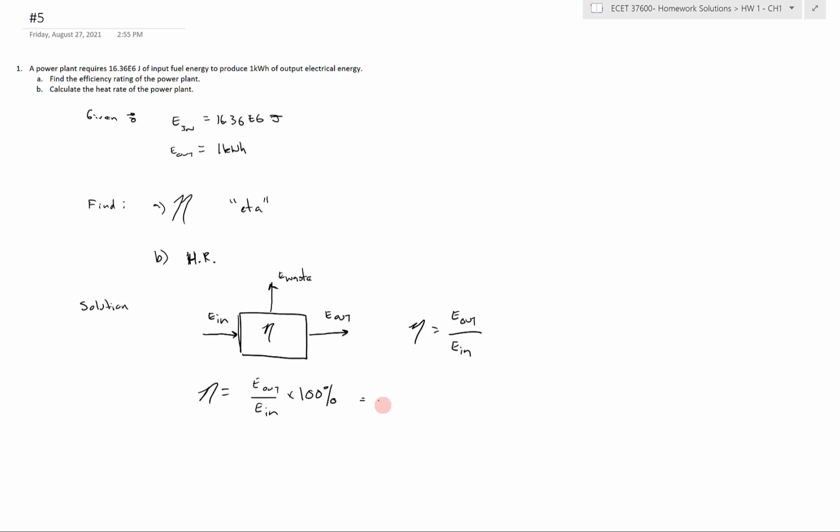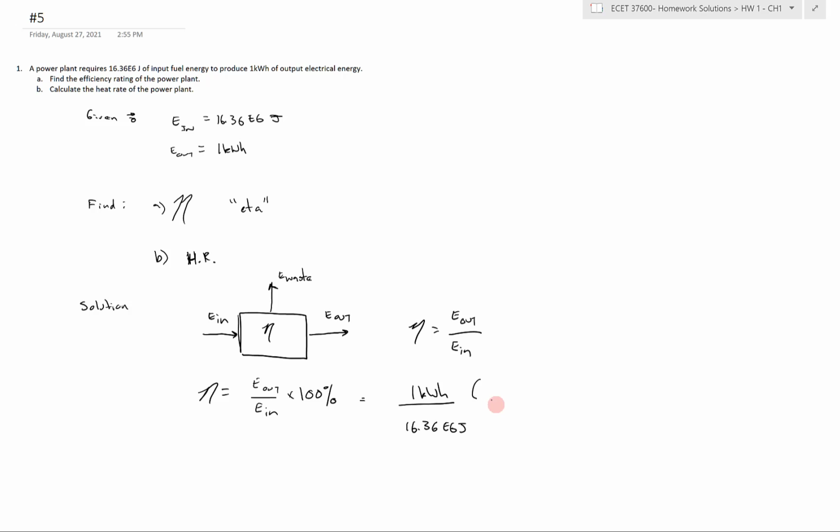And we were told that the input energy, which is the fuel that is being combusted, is 16.36 e to the 6 joules, and the amount of electric energy that came out over that same period of time was 1 kilowatt hour, 1 kWh. Clearly we've got a little bit of a problem here. kWh and joules, you can't directly divide those. We've got unit inconsistencies here. So we need to do a conversion.